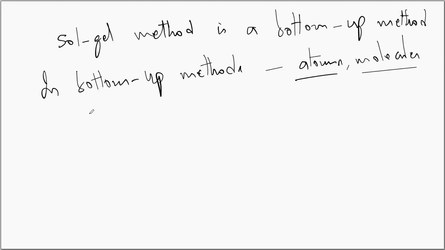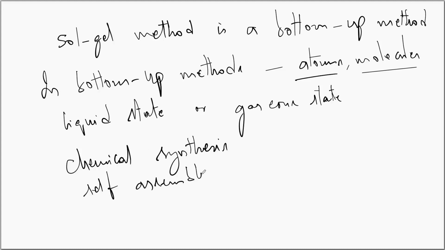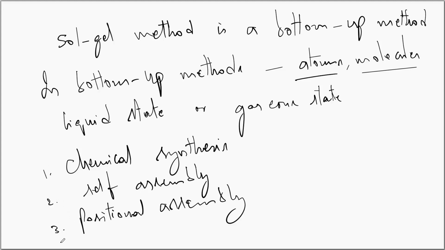In these methods, the starting material is either in the liquid state or gaseous state. These techniques include chemical synthesis, self-assembly, and positional assembly. These three are the examples for the bottom-up approach. The sol gel method falls under the chemical synthesis method.